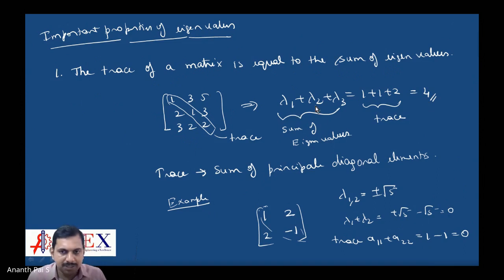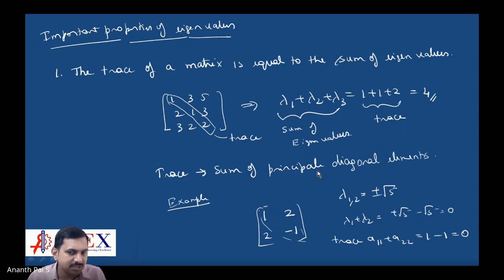That is lambda 1 plus lambda 2 plus lambda 3, which is equal to 1 plus 1 plus 2. Very important to understand, we are not saying lambda 1 is equal to 1, lambda 2 is equal to 1, lambda 3 is equal to 2. No. Lambda 1 plus lambda 2 plus lambda 3 is equal to 1 plus 1 plus 2 is equal to 4. It does not mean lambda 1 is equal to 1, lambda 2 is equal to 1, and lambda 3 is equal to 2. Don't take that. Trace is equal to the sum of the principal diagonal elements.